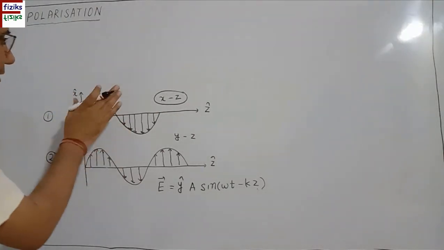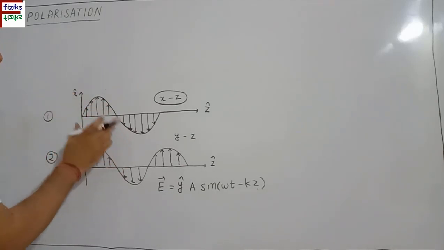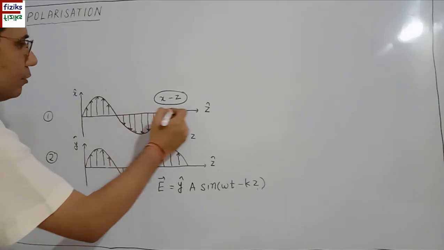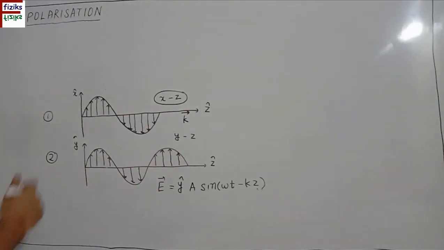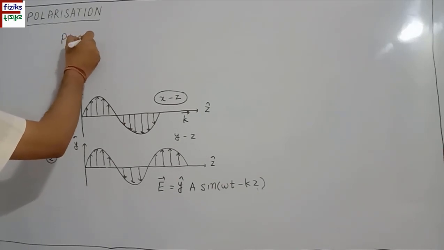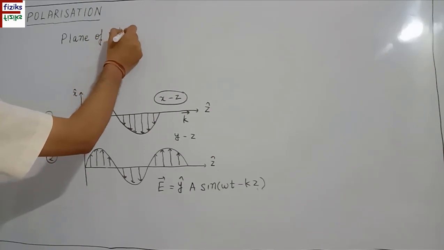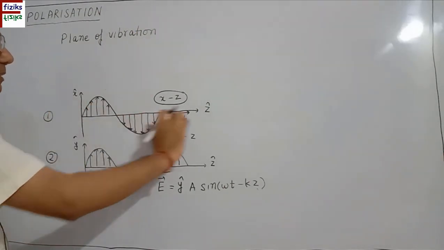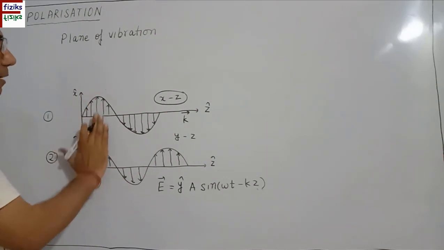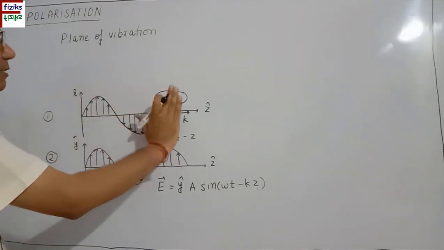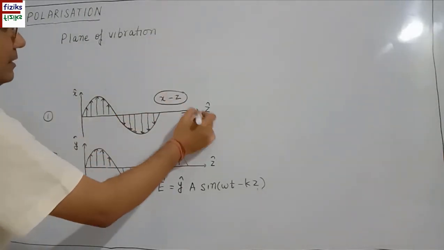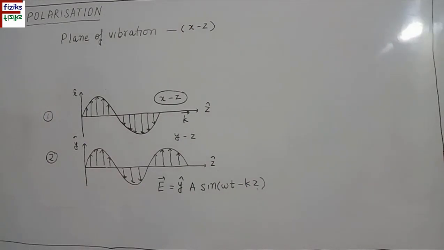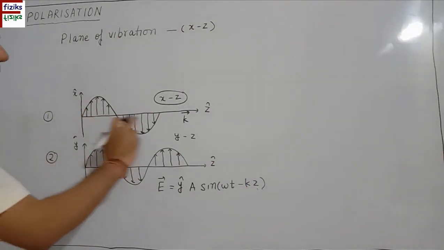So the plane which consists of all the electric vibrations, and this plane also consists of the k vector, is known as the plane of vibration. So the plane of vibration is the plane which consists of all the electric vectors. Here this is the z direction, this is the x cap direction. So these electric vectors are oscillating parallel to this board, so this board is the plane of vibration. In this case, the xz plane is acting as the plane of vibration. It consists of all electric vectors as well as the k vector.